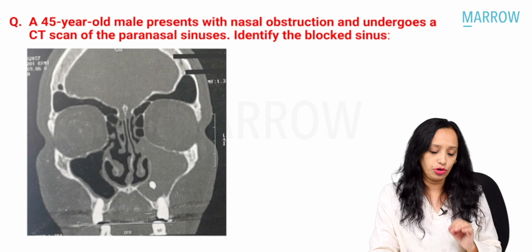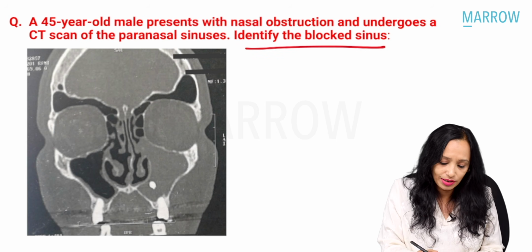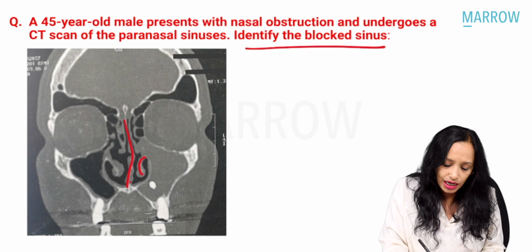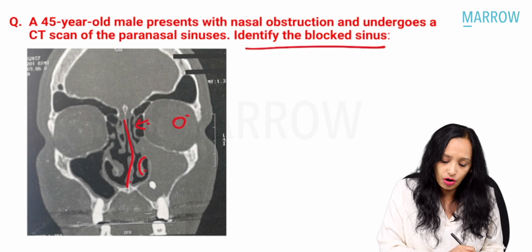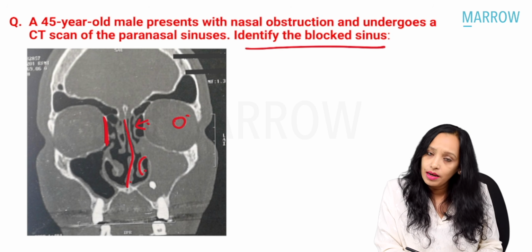So now let us come to this question. Yes, we have to identify the blocked sinus. Now we can see all the sinuses here. Yes, septum, inferior turbinate. Yes, this is ethmoid air cells. The orbit, tell me this. You have to tell me, yes, this is the lamina papyracea.